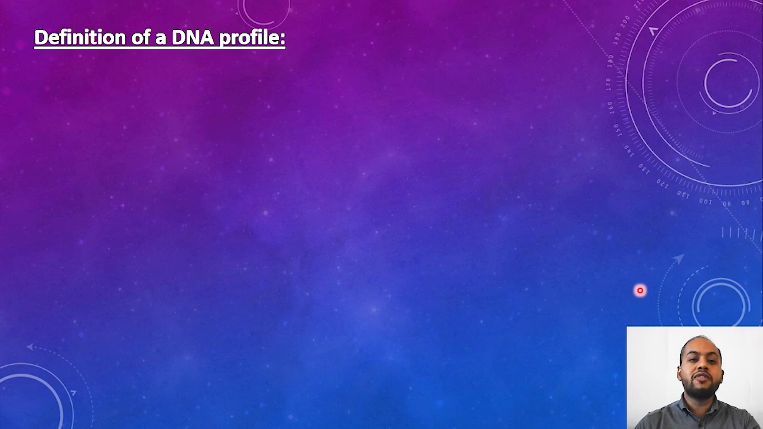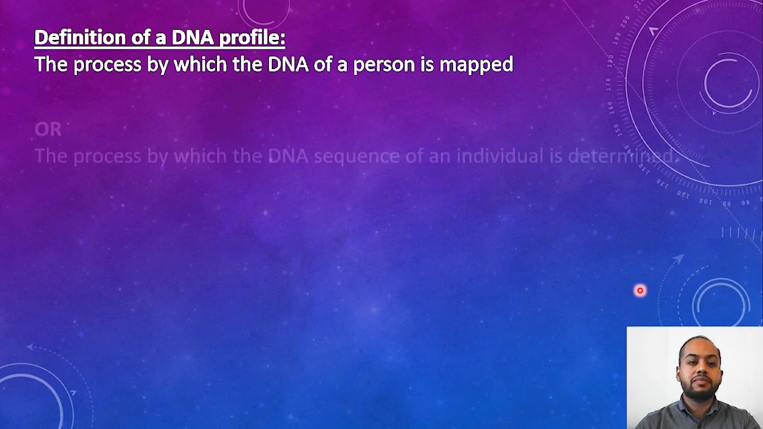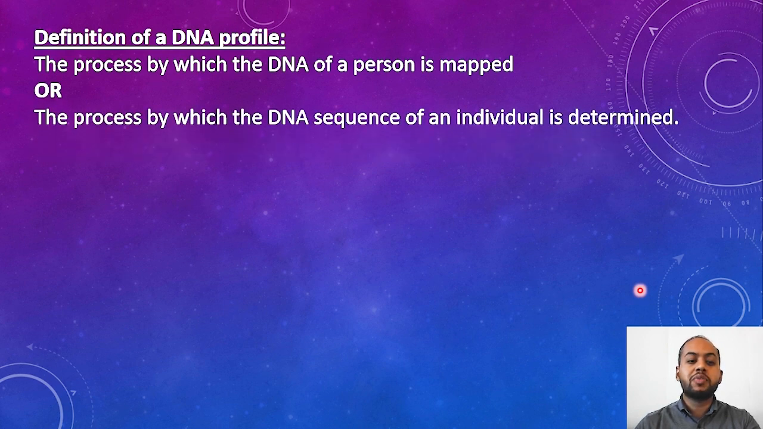So firstly, what is the definition of a DNA profile? What is a DNA profile? The process by which the DNA of a person is mapped. Or you can say the process by which the DNA sequence of an individual is determined. Now, what do we mean by the DNA sequence?